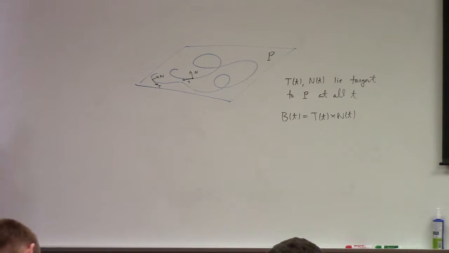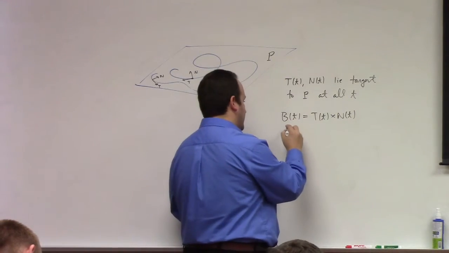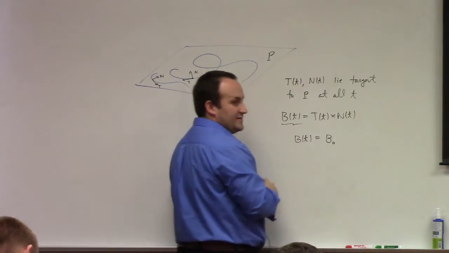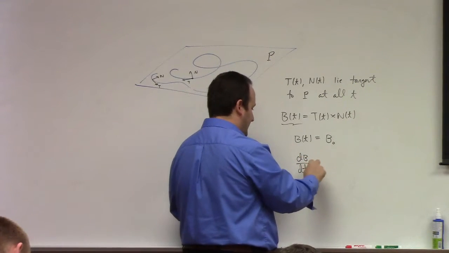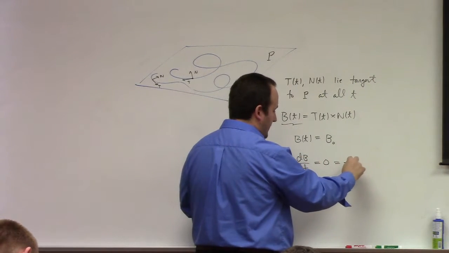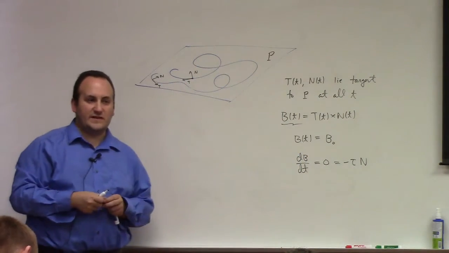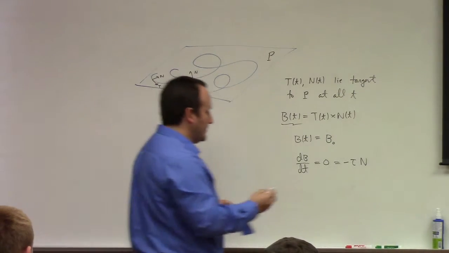It's attached at different points, right? But its vector direction is the same. So this is constant. It's just some constant vector. And so what's that say about B prime? Yeah, dB/dt is equal to 0, but that's also equal to minus the torsion times the normal. But the normal's non-zero. Therefore, the torsion must be 0, right?